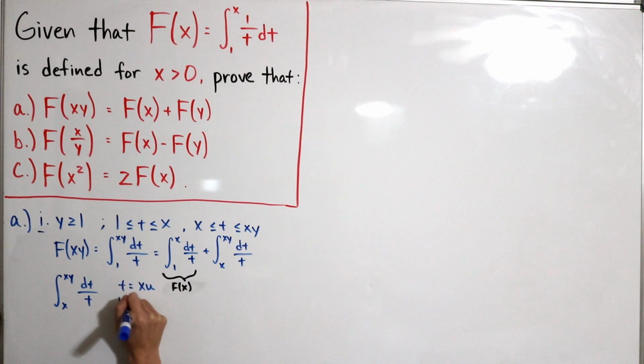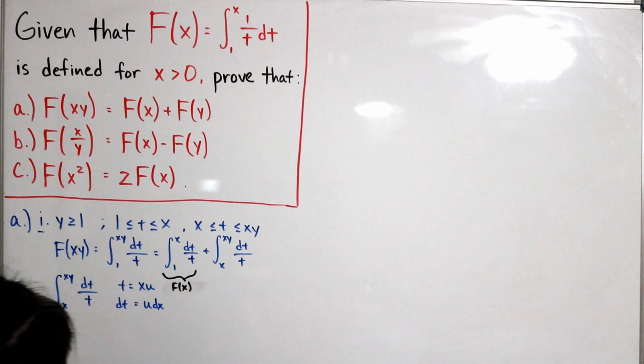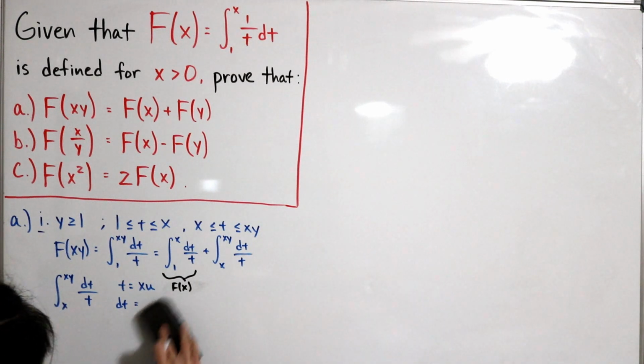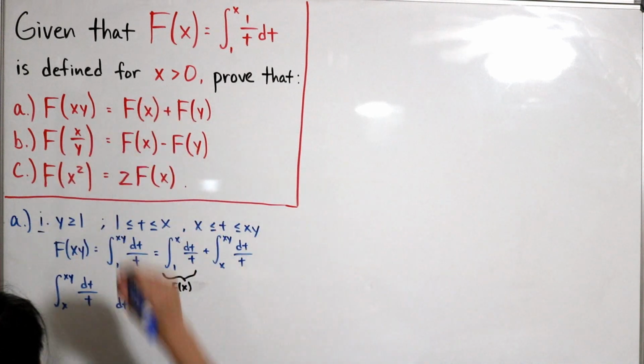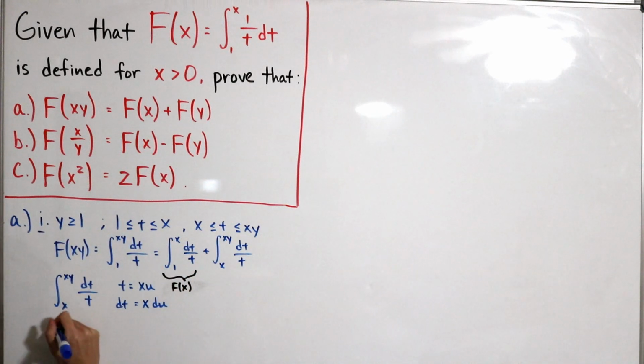And so if we differentiate both sides, we have dt is equal to... excuse me, I got that backwards. It's supposed to be x times du, because we're differentiating with respect to u, because x in this case is a constant, or rather a number greater than 0. Now with this, let's actually put the substitution back.